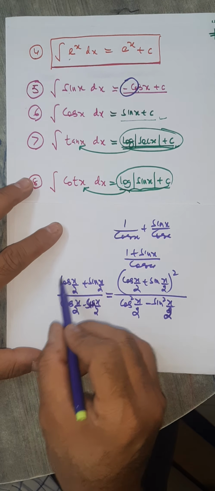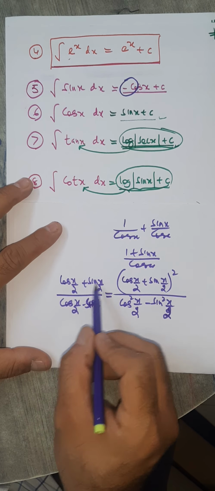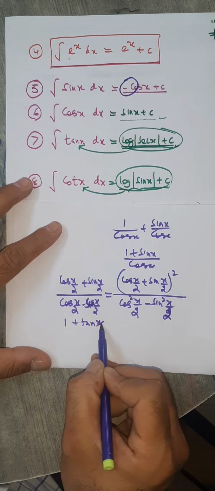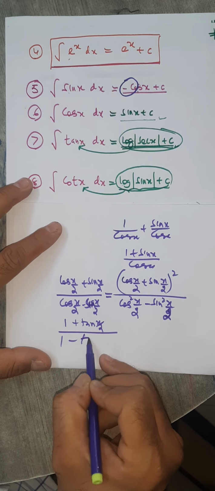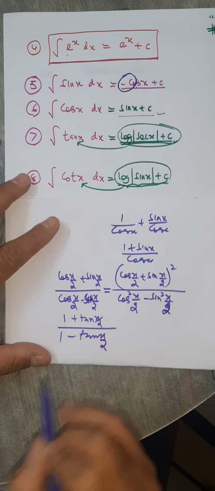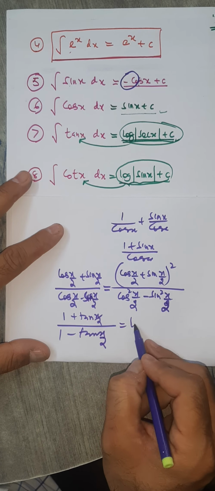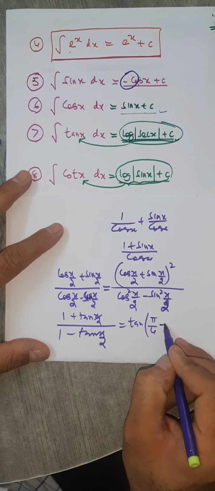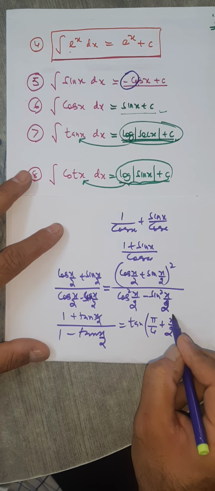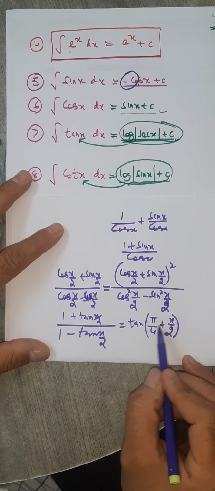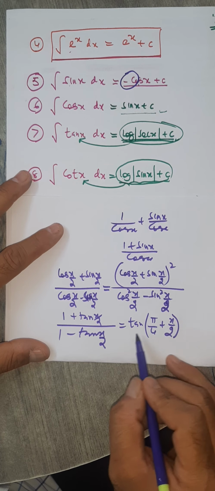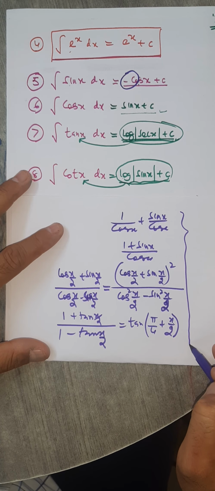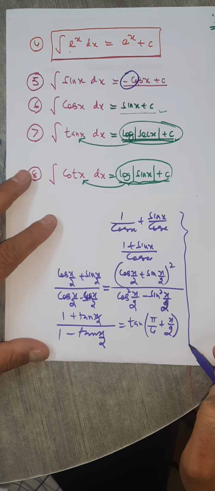Now I'll divide this expression by cosine, because I want to convert into tan. So 1 plus tan x by 2 upon 1 plus 1 minus tan x by 2. If you remember the addition formula, you know this is nothing but tan of pi by 4 plus x by 2. You know tan of x plus y is tan x plus tan y upon 1 minus tan x into tan y. This is just trigo simplification, 11th standard trigo.